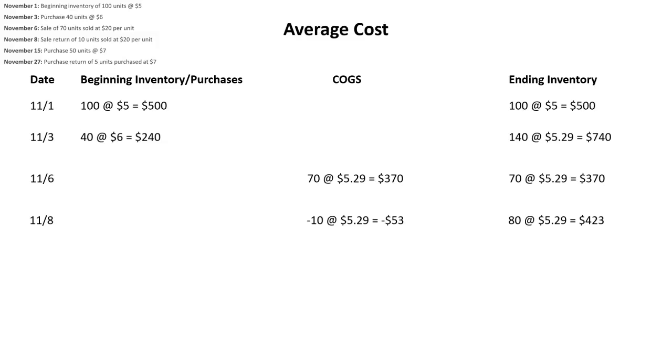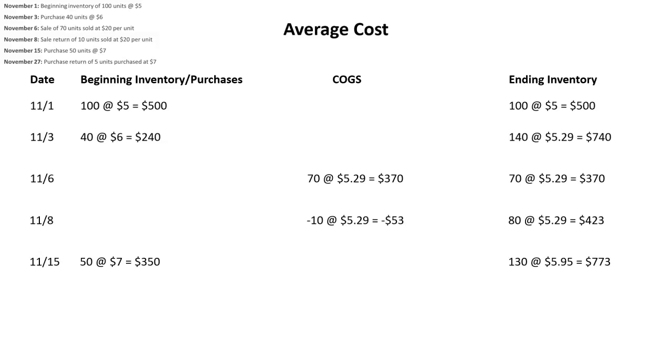On November 15th, we made a purchase of 50 units at $7 a piece. So we have to update our ending inventory. We now have 130 units. They're now worth a total of $773. We divide those two amounts, and we come up with a weighted average unit cost of $5.95.